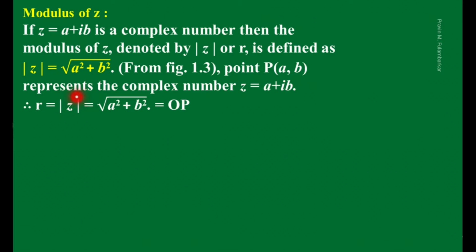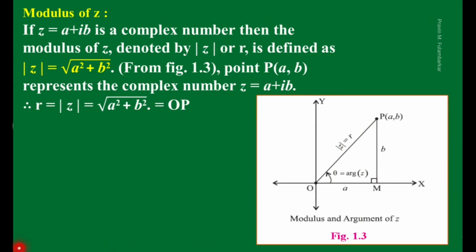Point P(a, b) represents the complex number z equals a plus ib. That means we consider the complex number z equals a plus ib, which we represent by P(a, b), that is in the form of a point. So we write r equals modulus of z equals under root a square plus b square, that is OP. That means here we simply use the distance formula, that is the distance of point P from the origin. Now see here a representation of this point P and the distance of point P from the origin.